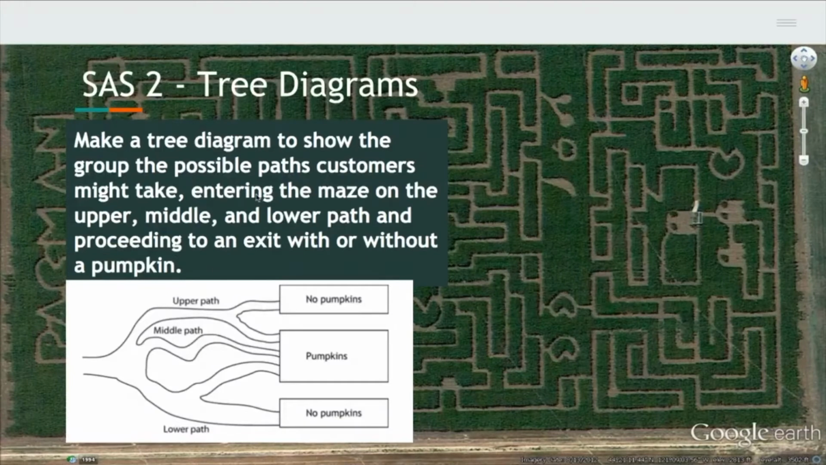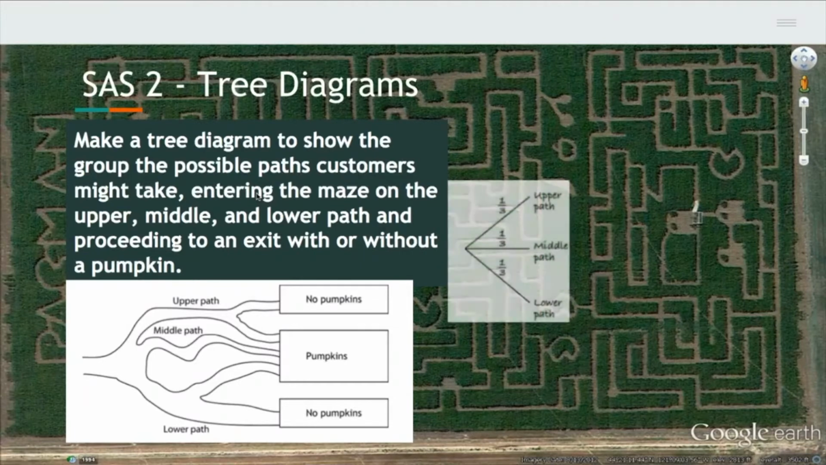So we're going to make a tree diagram to show the group the possible paths customers might take, entering the maze on the upper, middle, and lower path, proceeding to an exit with or without a pumpkin. So this is the first pathway outside of the entrance to the corn maze. So you have 3 different pathways. So if we randomly select a pathway, there's a 1/3 likelihood we would choose one of the 3 paths. 1 of 3, hence 1 divided by 3.